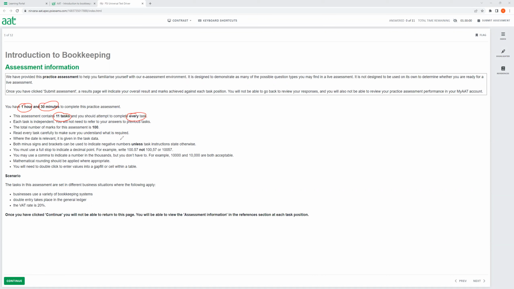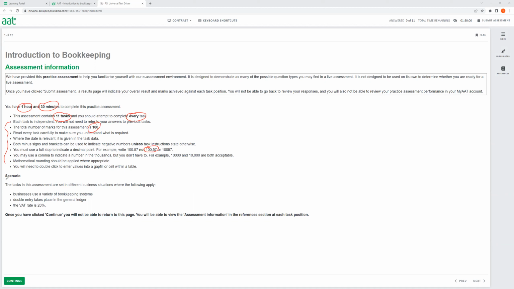The rest of the information is just to understand how you do the exam. For example, you cannot use the comma when you try to put the decimal. So you need to read this one carefully. This information is the same for every single AAT exam. So any AAT exam will do. Most of the information is the same, except how many tasks you're going to answer on this assessment, and also how long it will be, and how many marks you're going to answer. So for this exam, we have 100 marks.